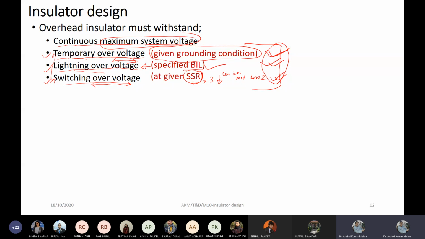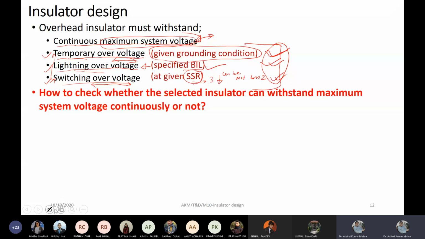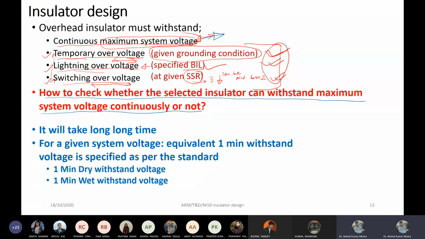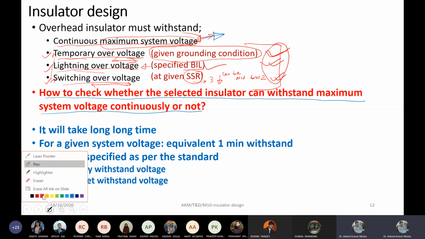Now, how do we check how much voltage an insulator should withstand continuously? If you check what value of this voltage it will withstand, the life of an insulator may be around 20 to 30 years, so you may have to wait for that. Therefore, this value is given in an accelerated form, since it would otherwise take a long time.